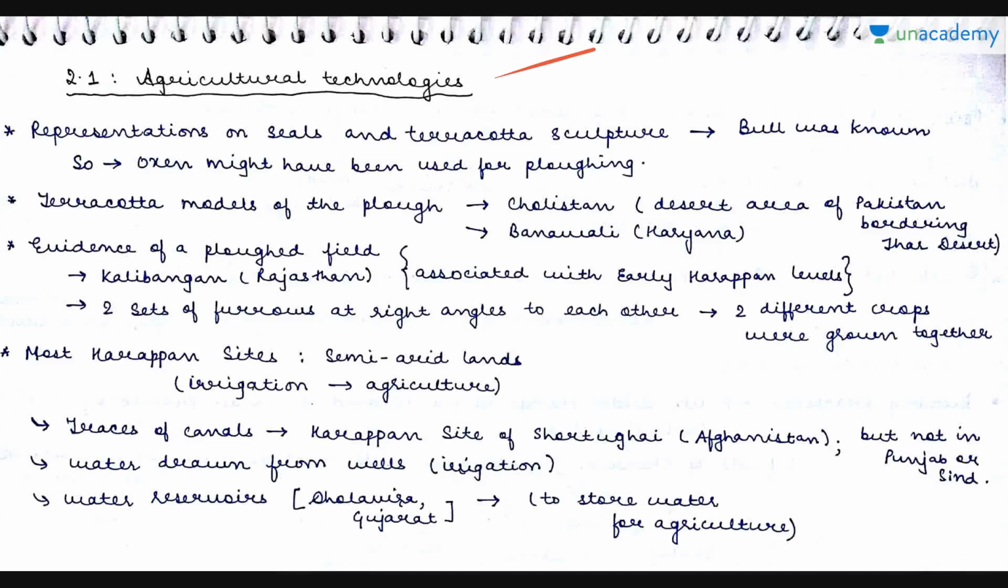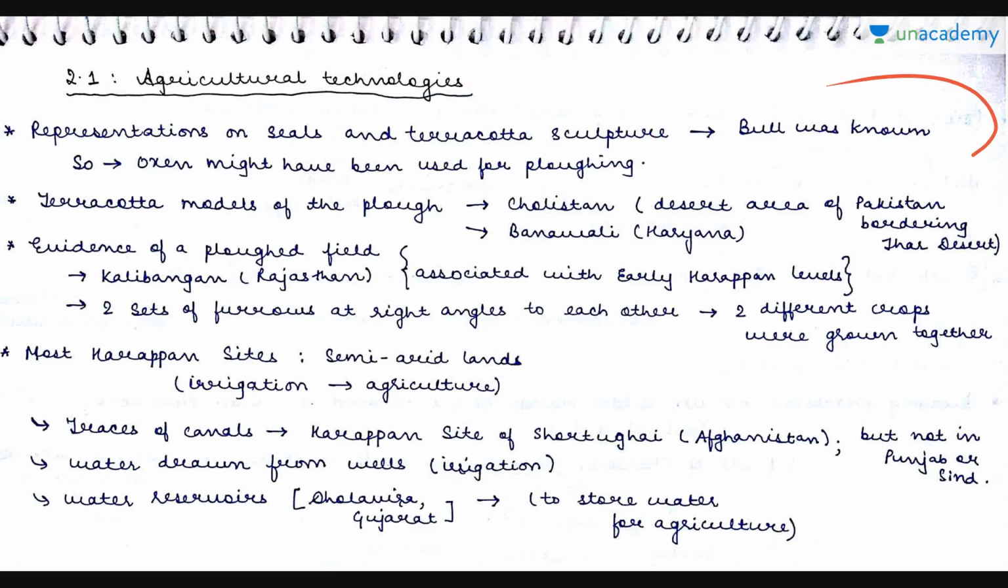Then another important topic in the subsistence strategy is agriculture technology. So how did agriculture actually happen? We have already covered in the previous course that since this is a kind of arid, dry area, mostly irrigation was followed. But let us see what other points are given. There are some representations on seals as well as terracotta sculptures which indicate that the bull was known.